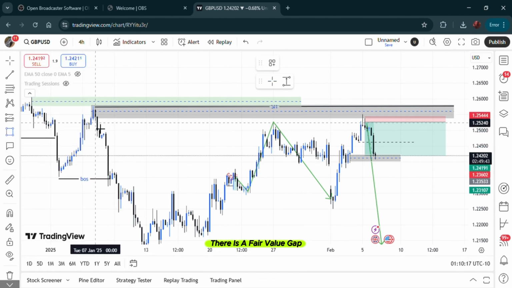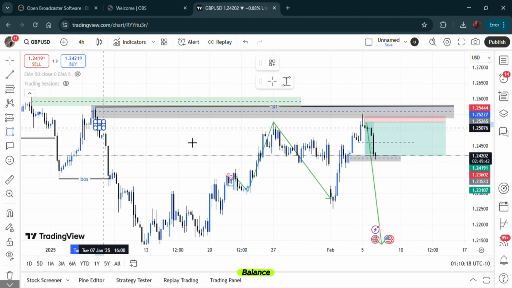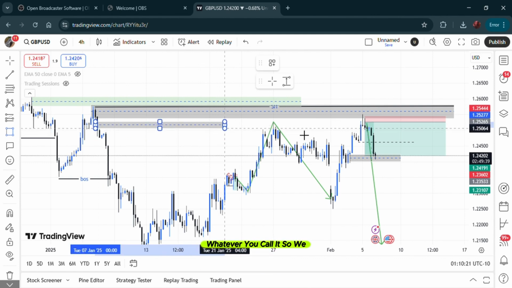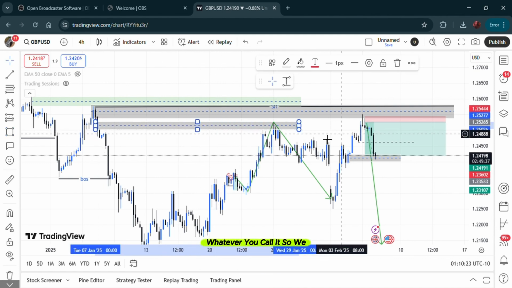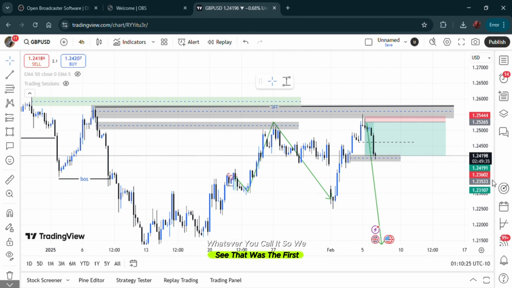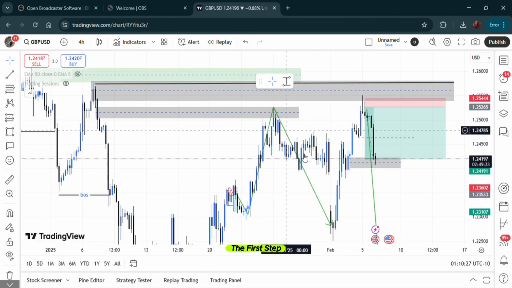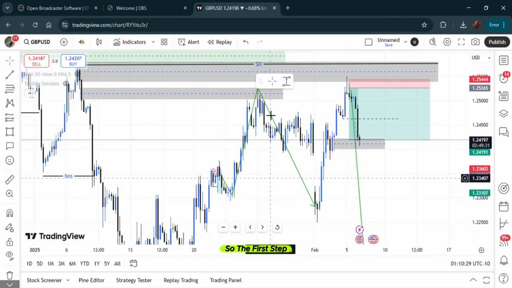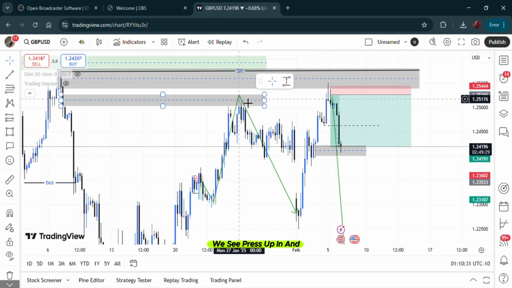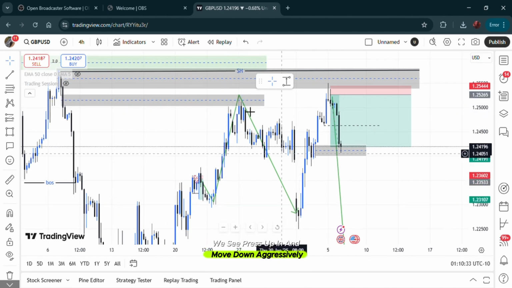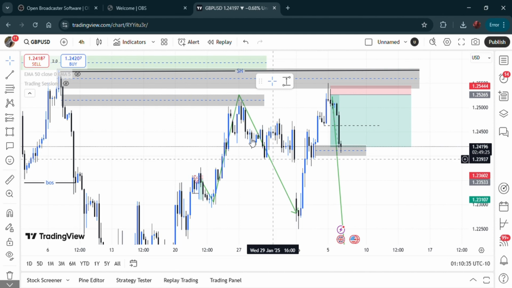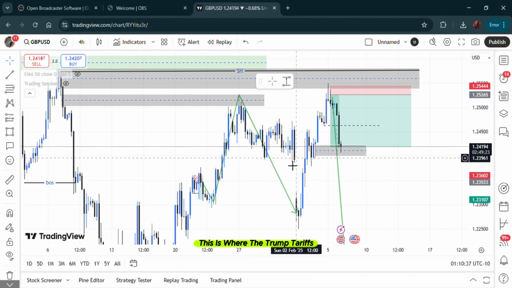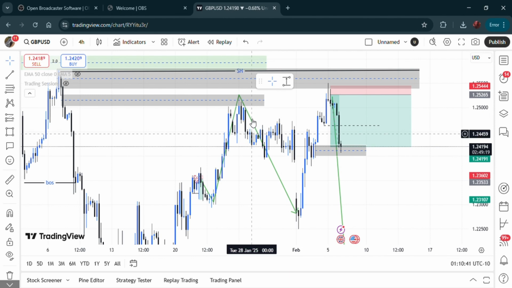There is a fair value gap here, imbalance, whatever you call it. So we see that was the first tap. So first tap, we see price tapped in and moved down aggressively. This is where the Trump tariffs news came in and we had a gap in the markets.